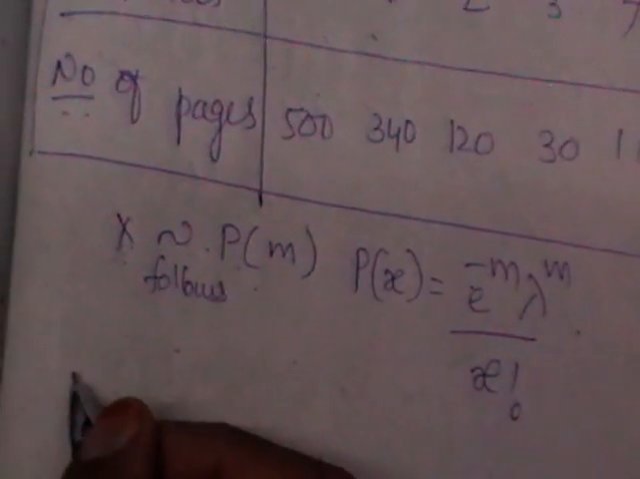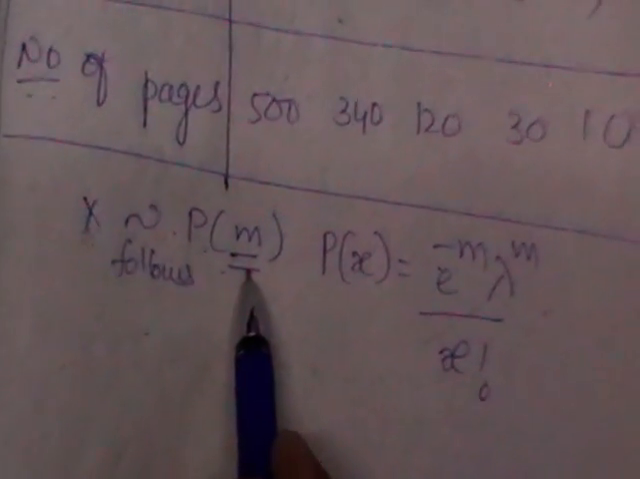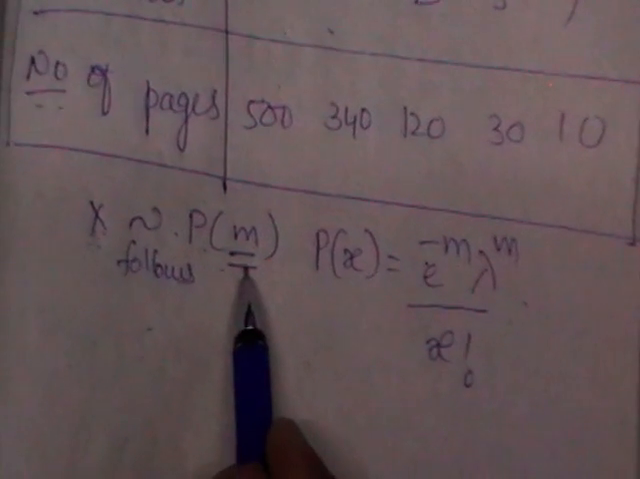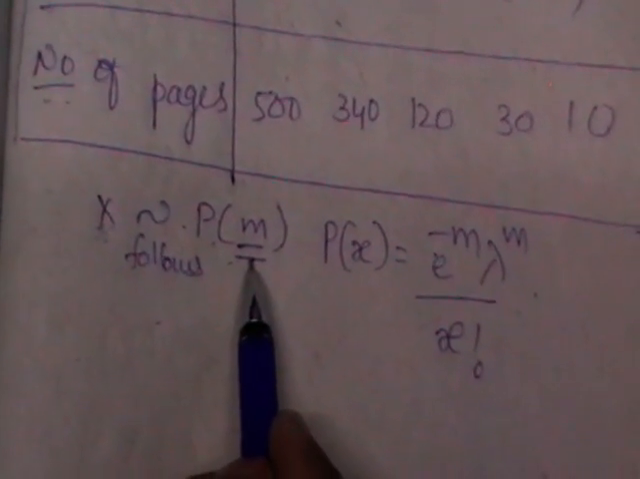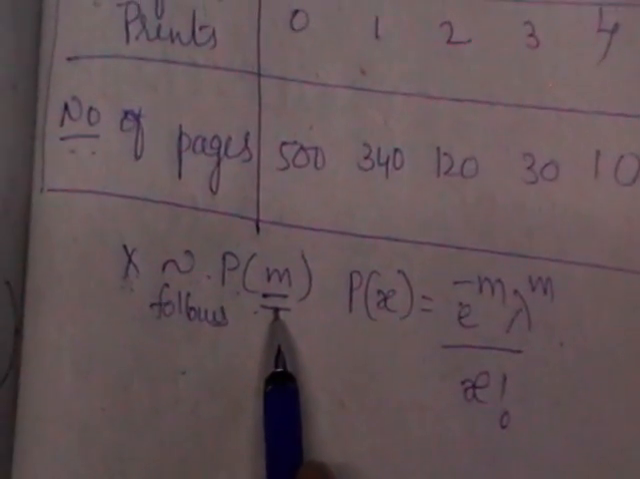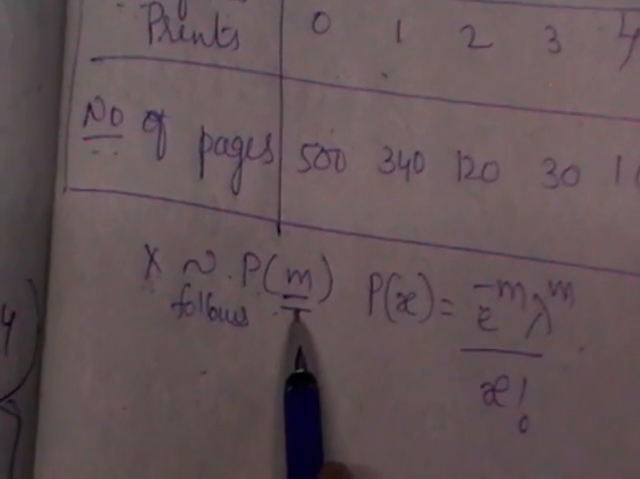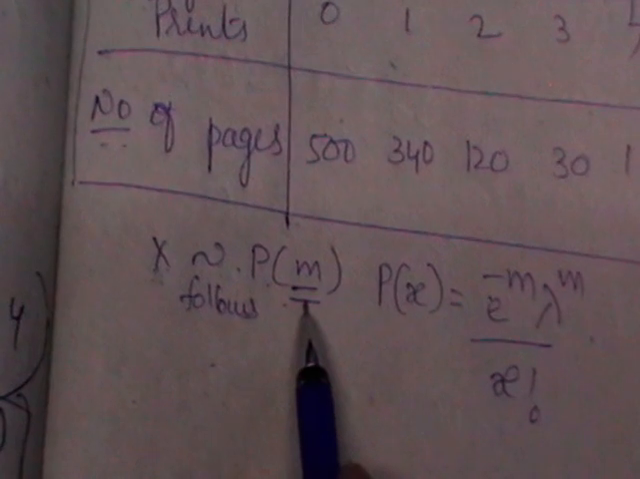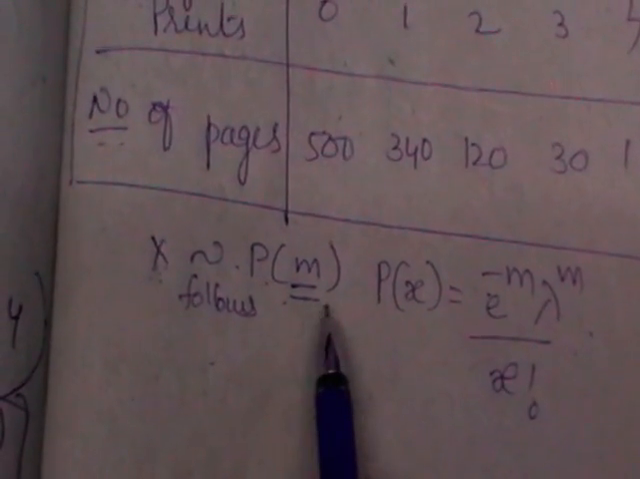Now, as m is the parameter here, you should calculate m to fit the particular distribution. These are called the parameters. Similar to binomial distribution, where n comma p are the parameters and we calculated p there, as m is the parameter in Poisson distribution, you should calculate m.